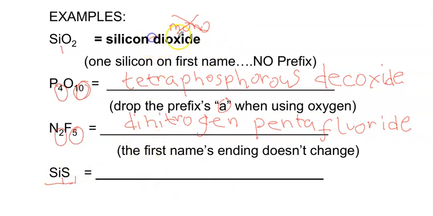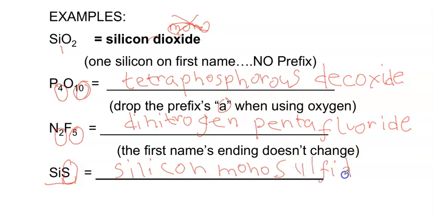However, we do not use mono, just like in this first one, we don't use mono for the first one. So we're not going to say monosilicon, we're going to say silicon. But we will use it for the second one. Monosulfide. So this is much easier than the ionic naming. Remember how there were all those exceptions for ionic? There aren't really a lot of exceptions for these. Much simpler.